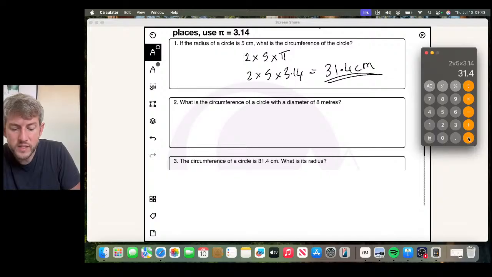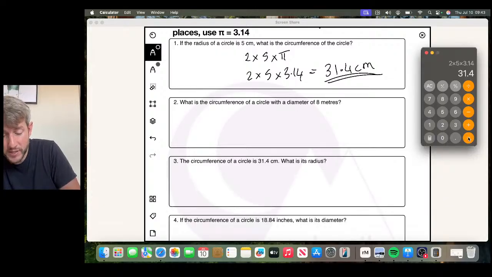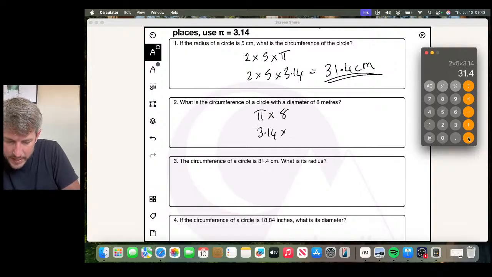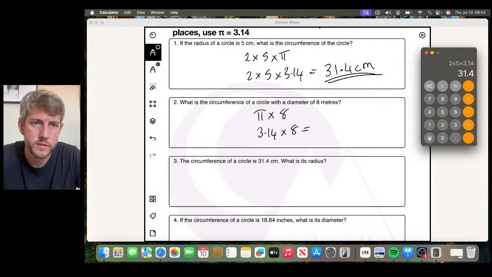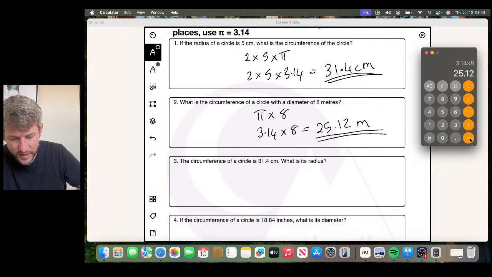Next one, what is the circumference of a circle with diameter 8? So this time we're just going to use pi times diameter, so pi times 8, 3.14 times 8 equals 25.12. And then remember, circumference is a length, so it's still in just the unit that they give you, so that's meters.